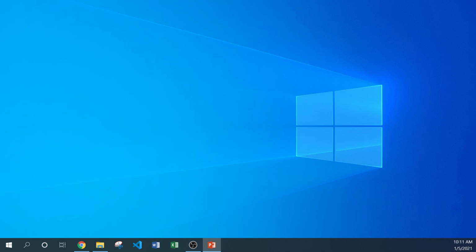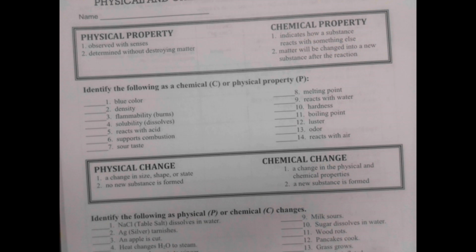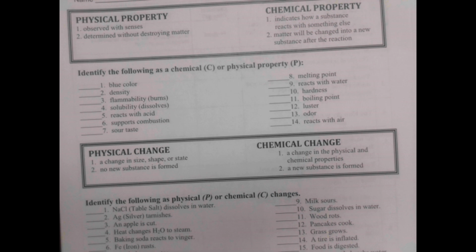All right, let's discuss some of the more difficult ones that the PowerPoint didn't cover. Sour taste. Physical? Is it physical? So can you look over something? Yeah, that definitely looks like it tastes sour.